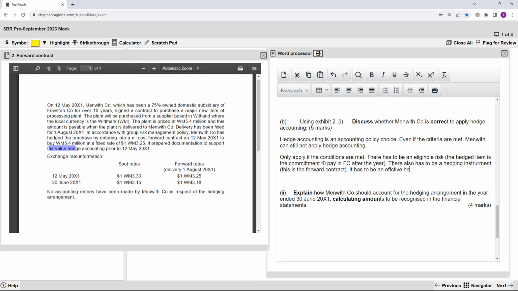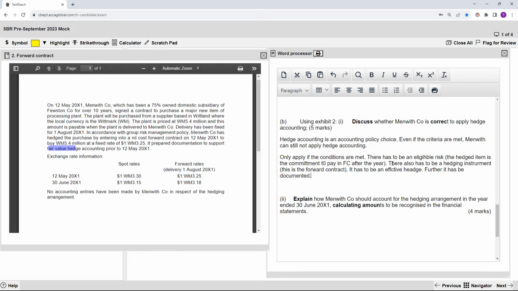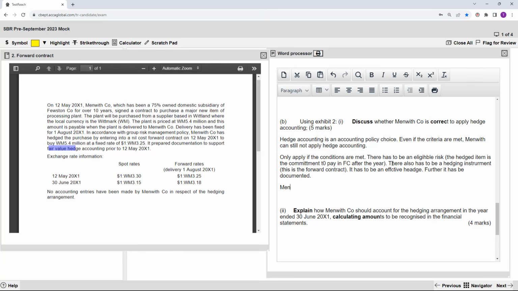And it all has to be documented. You cannot hedge retrospectively. You've got to go into the derivative knowing why you are entering into it. Menwith has done all of this. Menwith has met all these conditions. And therefore, hedge accounting is applicable, if it wants to.